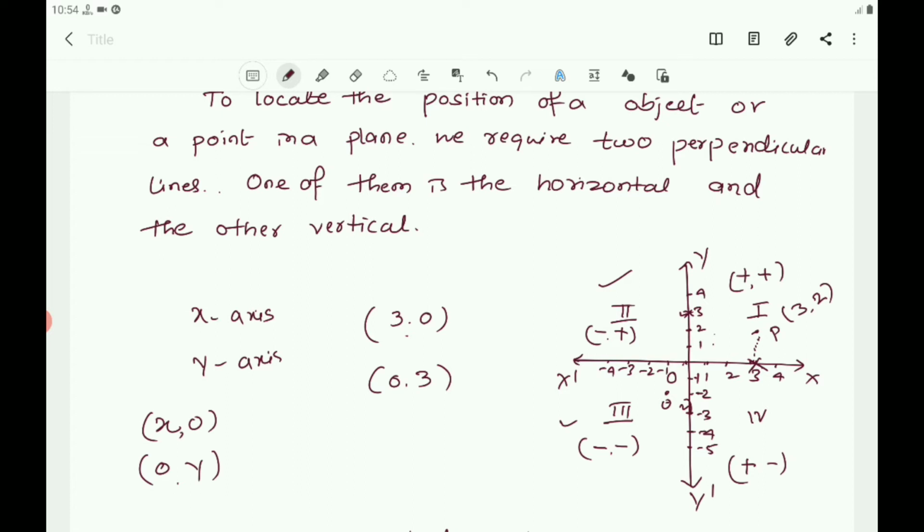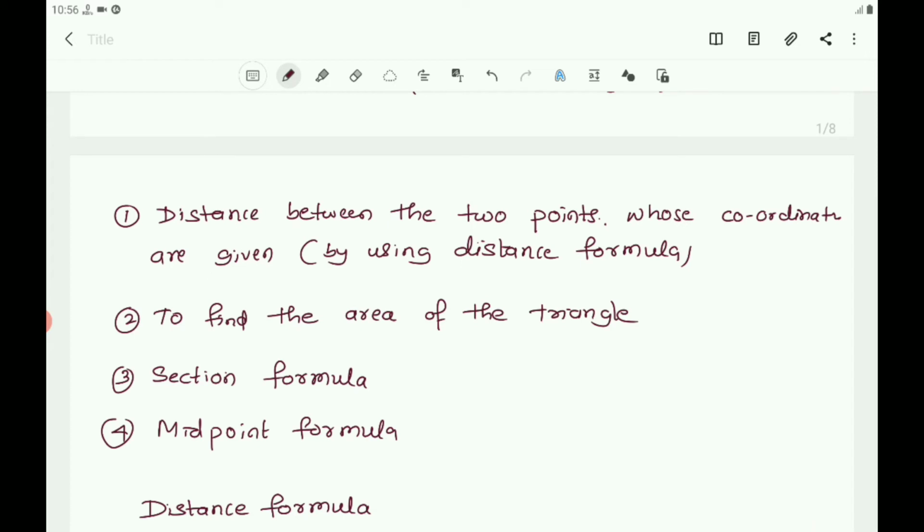In this chapter, we will learn that the distance between 2 points whose coordinates are given can be calculated by using the distance formula. So, the distance formula is a formula to find the distance between the 2 points whose coordinates are given. Next, also a formula to find the area of the triangle with the 3 points whose coordinates are given. Next, section formula and midpoint formula.